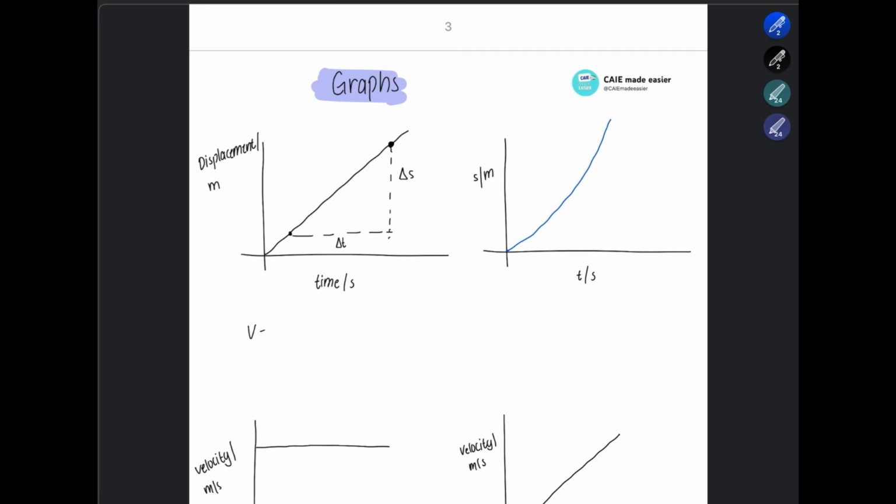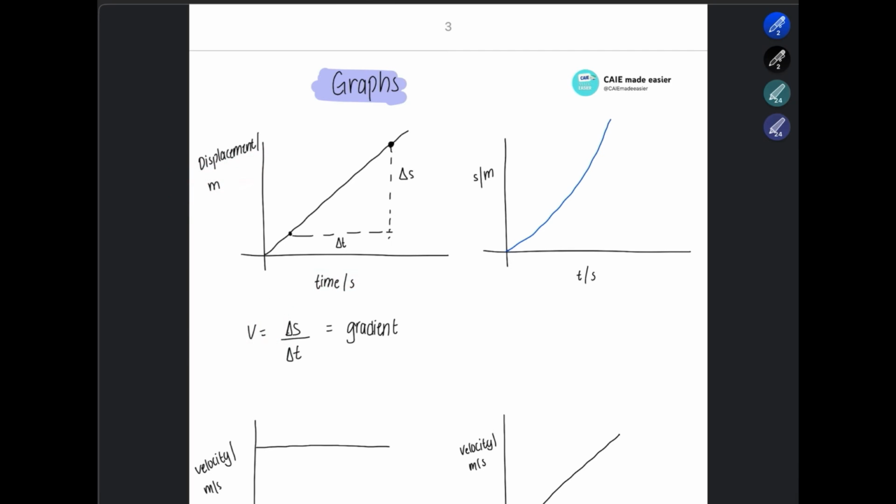So velocity is delta S over delta T. This is the formula, right? That is the gradient. So that just means that when you find the gradient of a displacement-time graph, what you will get is velocity.